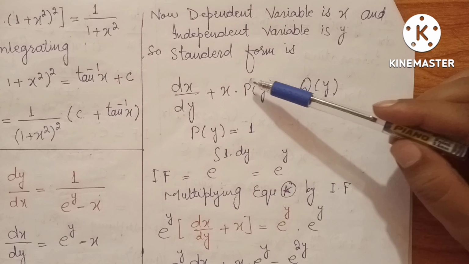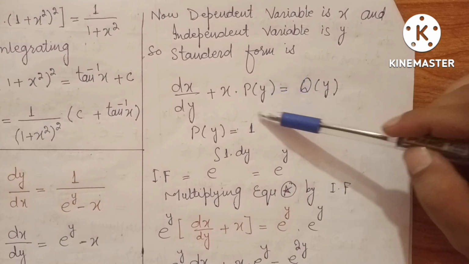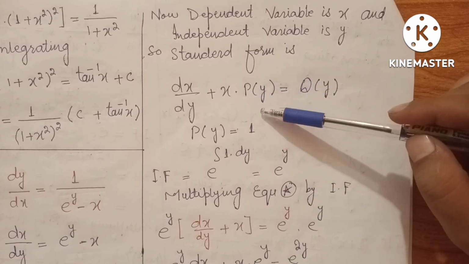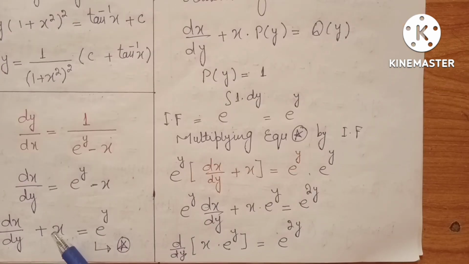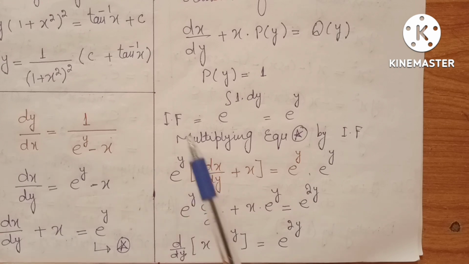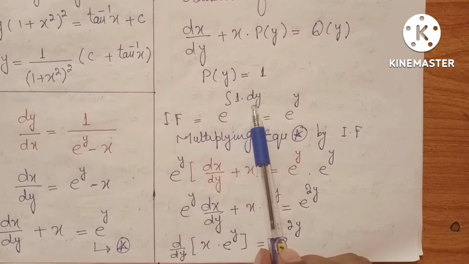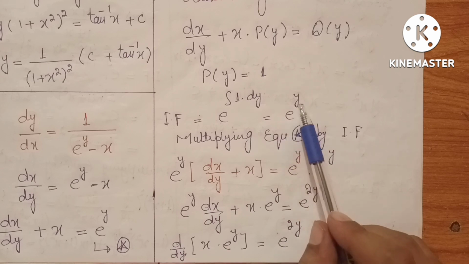Now we will consider p of y and we will find the integrating factor by using this. As you can see in the equation, it is direct that 1 is multiplied by x. So 1 will be our p of y because 1 can be considered as a function of y, because we can write 1 as y raised to power 0. Now integrating factor will be e raised to power integral of dy, which will give us e raised to power y.